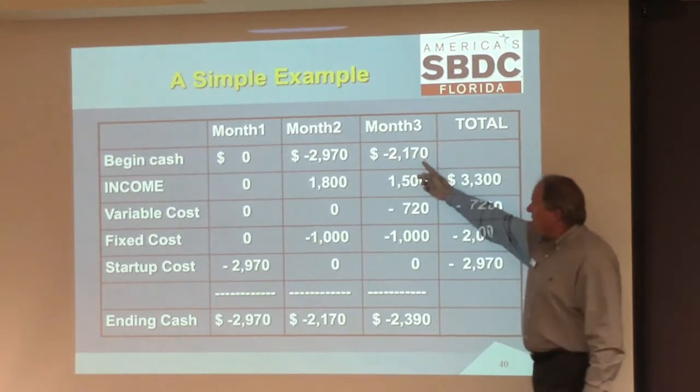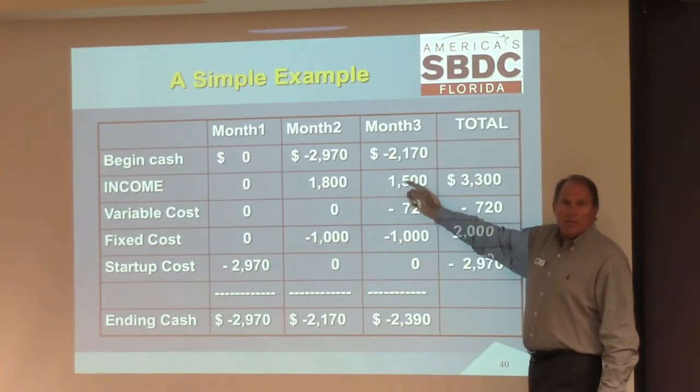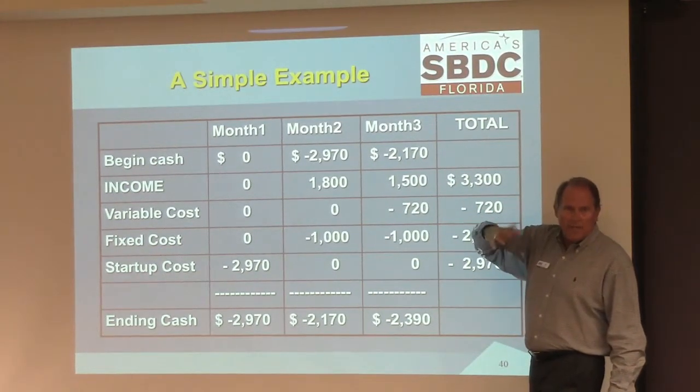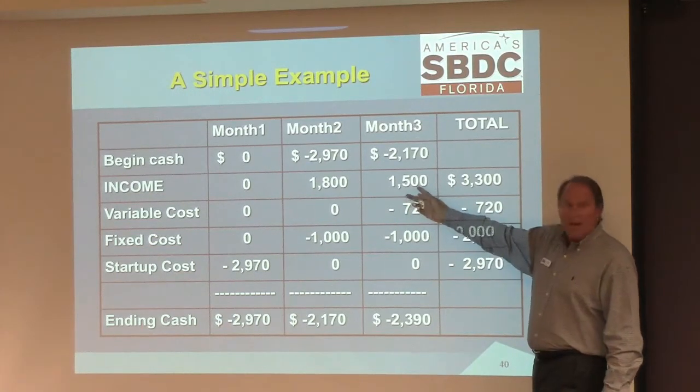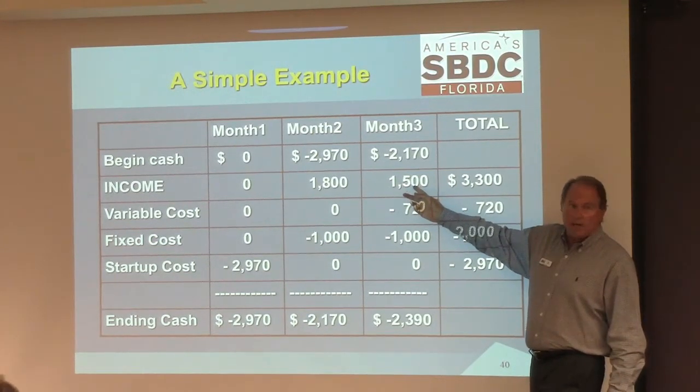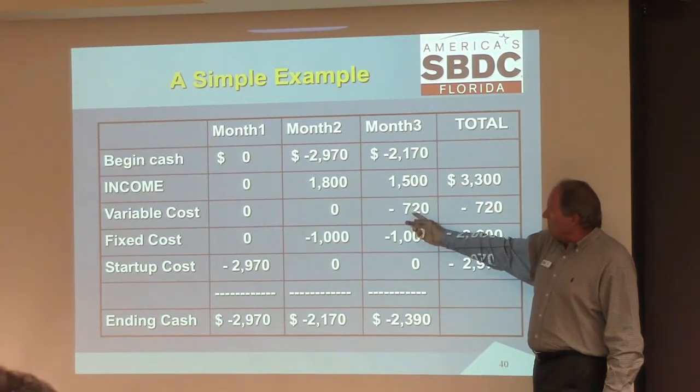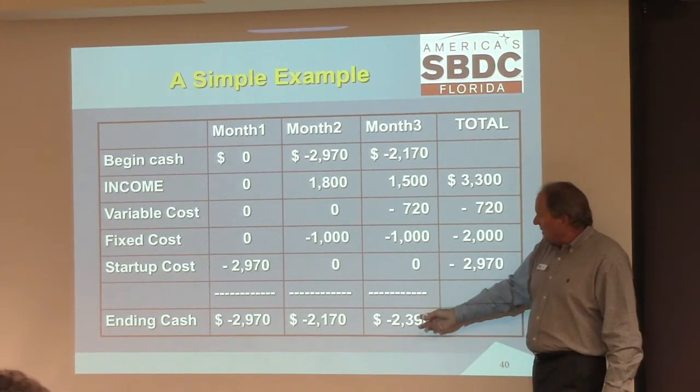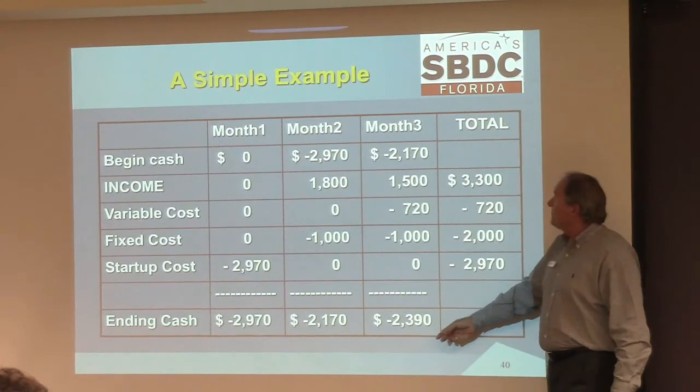I move this to month 3. My sales, I think, are going to be lower because of seasonality. You got to take that into your business plan. I'm going to do less in this month. I don't think this month is as big a month. I'll do $1,500. My variable cost will be $720. Fixed cost this. I'm still down $2,390.